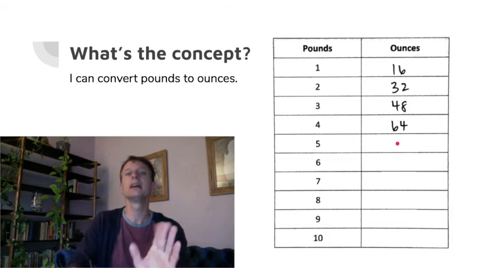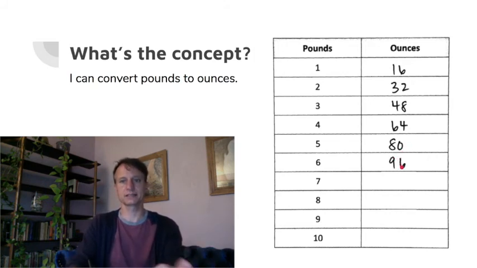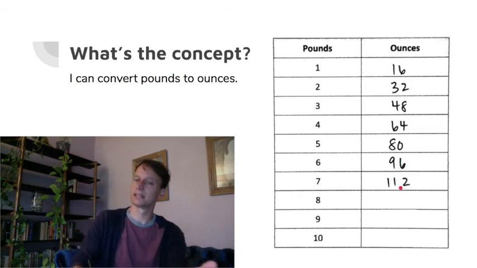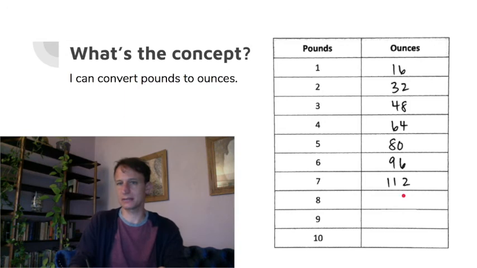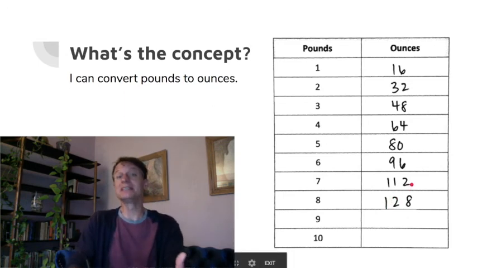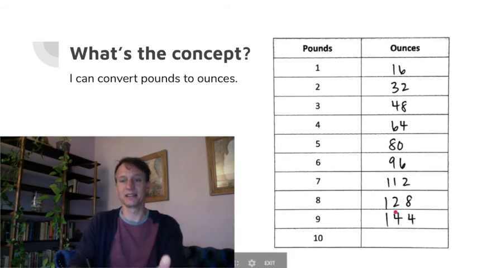5 pounds would be 80 ounces. Adding that 16, no regrouping, so 96. Now this one does have regrouping. Add 16 to 96. You should get 112. To get 8 pounds, how many ounces? Add another 16 ounces, no regrouping there. 128. 9 pounds would be, add 16. Okay, 144.